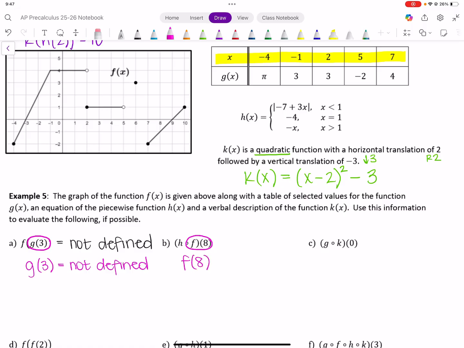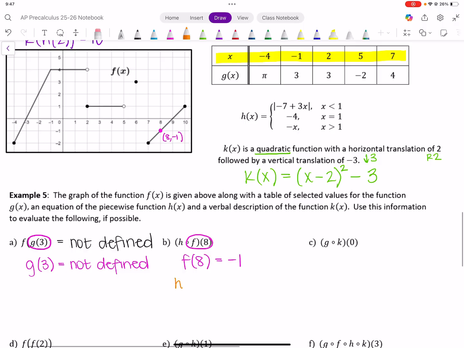And f is our graph, so we look at where x is 8, and we can see our point is at 8, -1. So f of 8 equals -1. So then I'm going to do h of -1, which would be our piecewise function. And because -1 is less than 1, we're going to use our first piece to evaluate this.